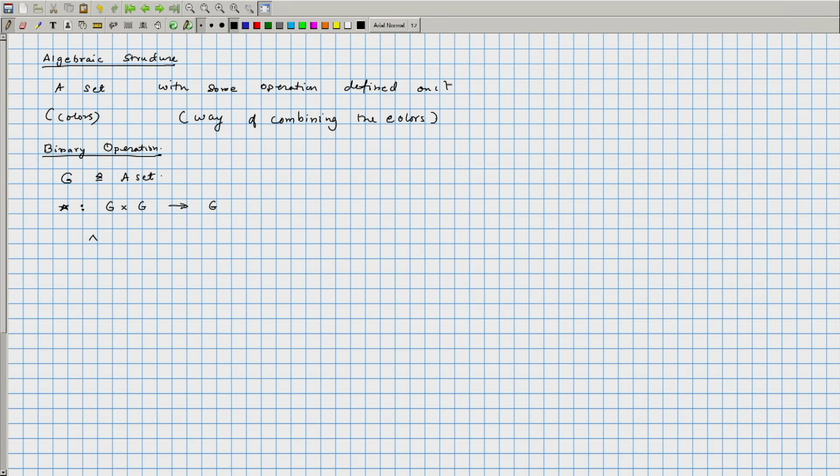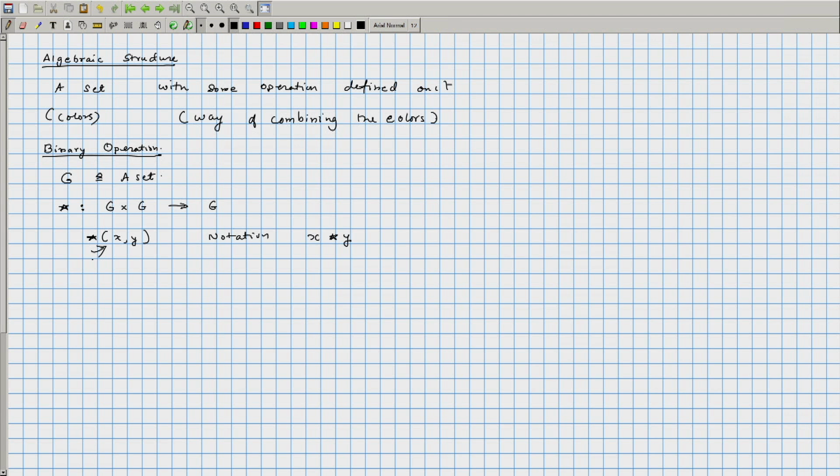In the functional form, this can be written as star followed by x, y. It means it is combining x and y, and it is a function with 2 parameters x and y. But when we look at algebraic structures, the most common notation for writing star x y is x star y. We will write it in between and not use the functional notation.